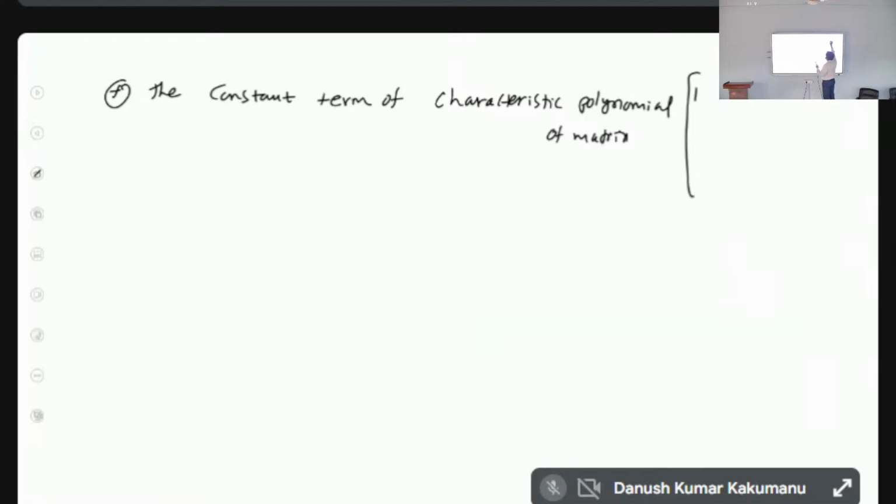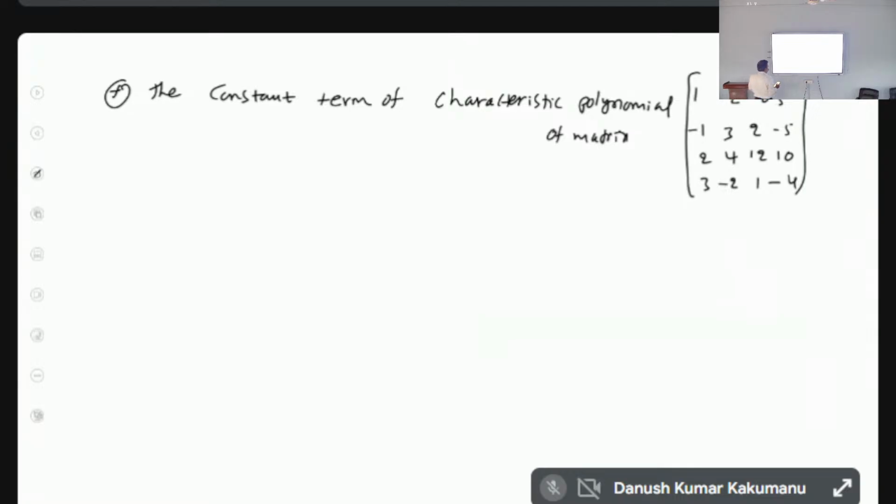What is the matrix here? Row 1: 1, 2, 6, 5. Row 2: minus 1, 3, 2, minus 5. Row 3: 2, 4, 12, 10. Row 4: 3, minus 2, 1, minus 4. That is our question. What is the characteristic polynomial of the matrix?